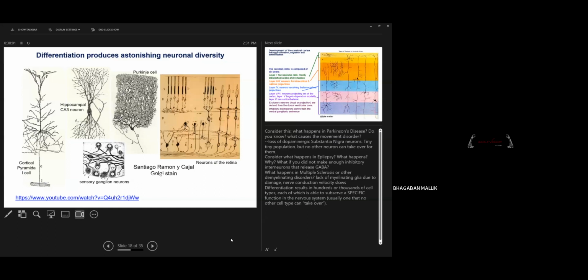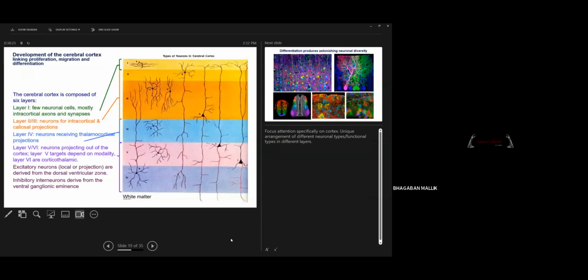Now, because of the expression of different types of transcription factors, you have generation of a diversity of neurons. You have generation of cortical pyramidal cells, hippocampal CA3 neurons, and Purkinje cells, and each of these cell types has different transcription factors which can differentiate it into this type of cell. We'll go over some of these in the latter part of the discussion.